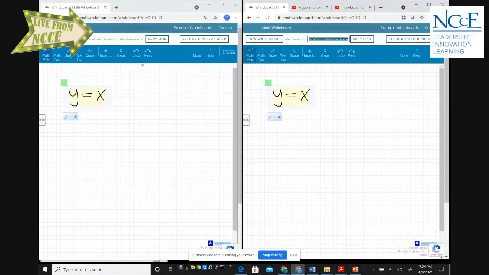So I wrote that originally on the right. I'm going to edit it on the left. So maybe the teacher says, change that math expression to slope-intercept form. So now the student on the left edits it and changes it.